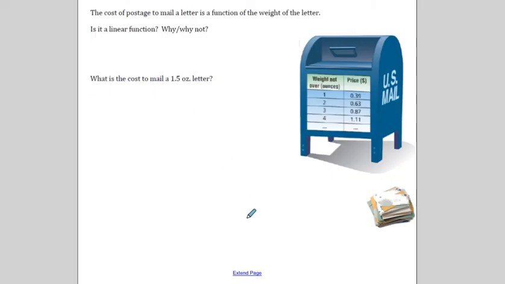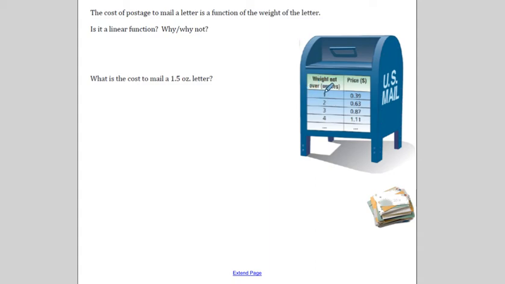So here's an example of a step function. The cost of postage to mail a letter is a function of the weight of the letter. So if you go to the post office and you mail a letter, it might be filled with one piece of paper or it might be filled with 6 pieces of paper, but as long as it's under 1 ounce, they're only going to charge you 39 cents, which is different today, right? I think the price of stamps has gone up. So it's a flat rate for anything less than 1 ounce.